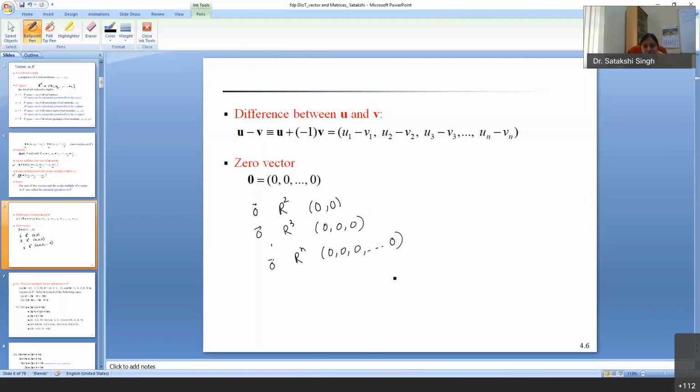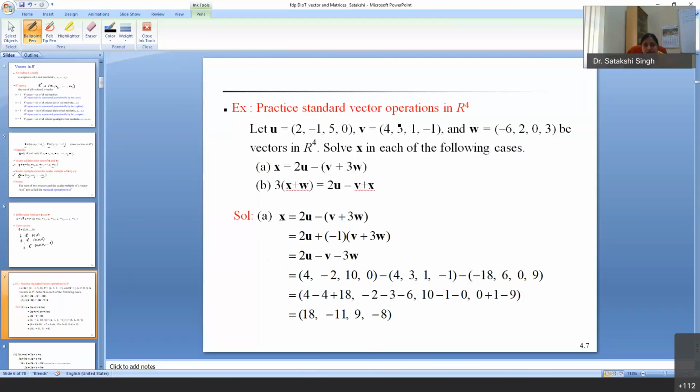and accordingly we will have its structure. These are some practice questions which you can do. If you have been given u, v, and w as three vectors, then you can easily find this x by using scalar multiplication, and then vector addition and vector subtraction. So these can be easily done. It's simple algebra.